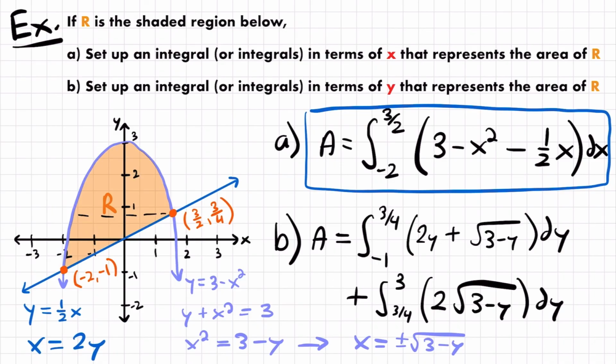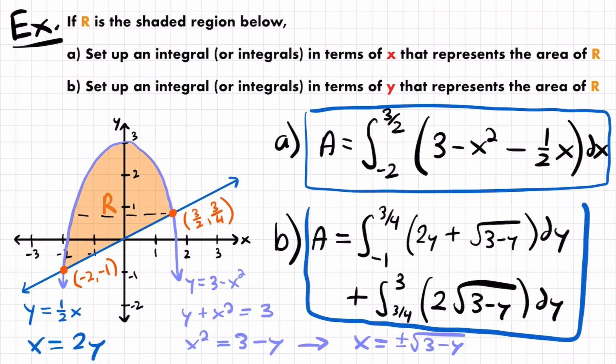Okay? And so these two definite integrals are the integrals in terms of y that represent the area of the region. And so that is our answer for part B. Okay, so hopefully this example was a good demonstration of the differences between calculating an area in terms of x or in terms of y. Obviously, if we were actually going to calculate the area here, we would want to work in terms of x because we only have one integral to work with. We wouldn't need to use two integrals like we do in terms of y.